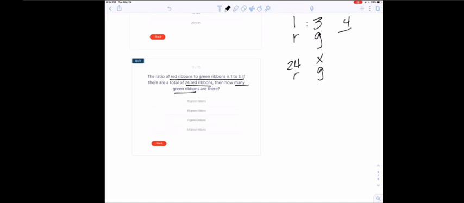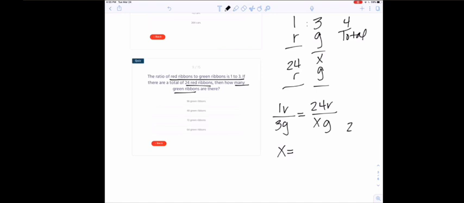If we wanted the total, it would give us 4, but we don't need it because we have red to red, green to green, and that's exactly what we're going to do. 1 red is to 3 green. Remember, our first fraction always comes from the ratio. 24 red to x green. Now, let's cross multiply. 1 times x, x. 24 times 3, 3 times 4 is 12, carry the 1. 3 times 2 is 6, plus 1 is 7. X equals 72 green ribbons.